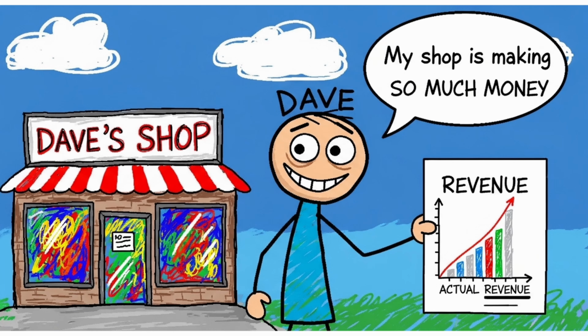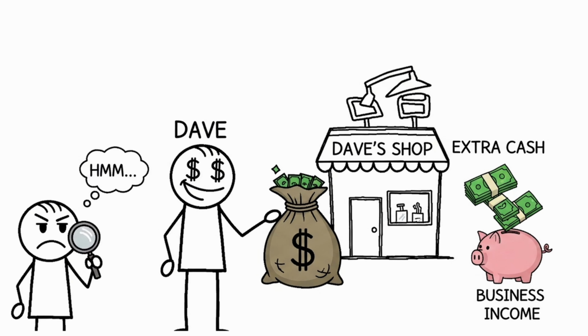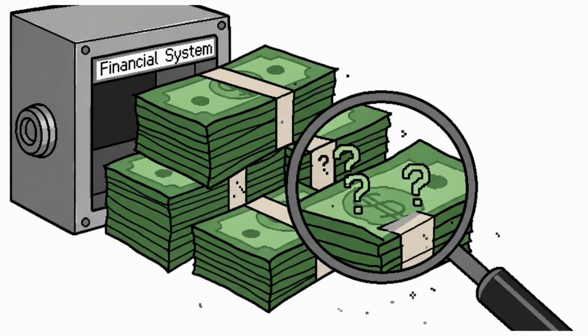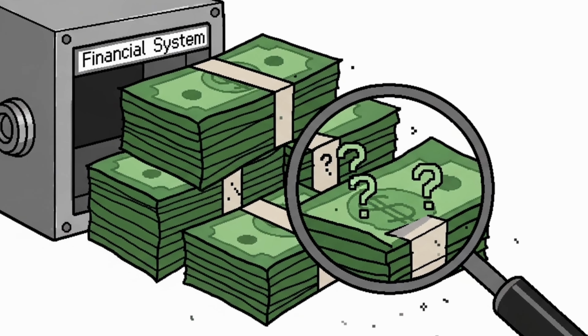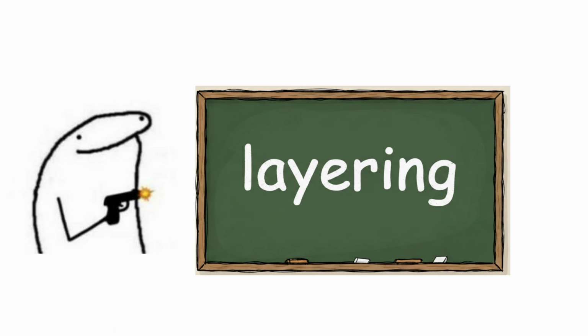Smoothie shops deal with daily cash sales, which makes it easier to claim higher revenue than actually exists. So Dave reports that his shop is earning far more than it truly is and deposits extra cash as if it were business income. Now the money is inside the financial system, but it still looks questionable if someone looks closely. So here comes layering.